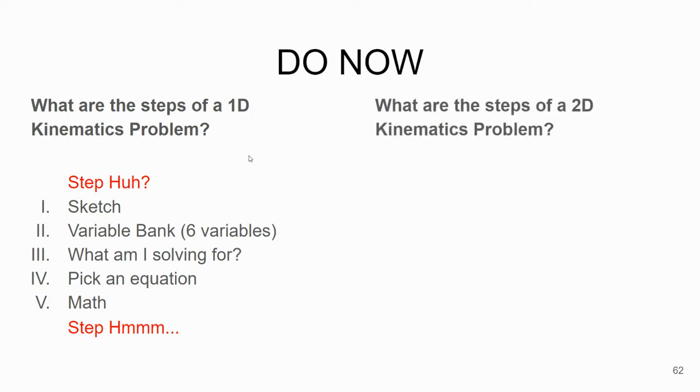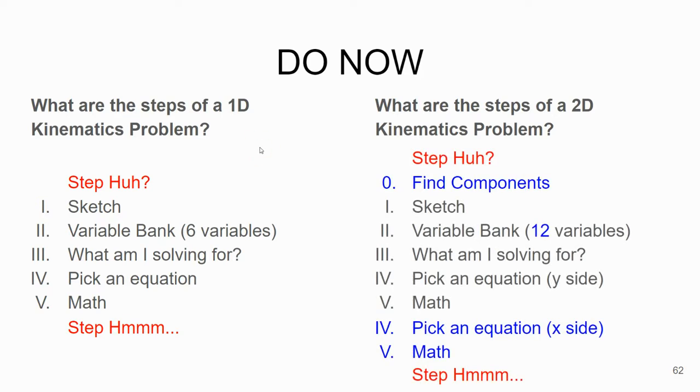So when we're doing the 2D problems, what are the steps? It's a little longer. There is a new step. We now have step 0. We have to find the components. Step 2, the variable bank is longer. Now there are 12 variables, really 11, but say 12. It works. But other than that, it's kind of the same thing that we did last chapter, and most people did very well in the last chapter.